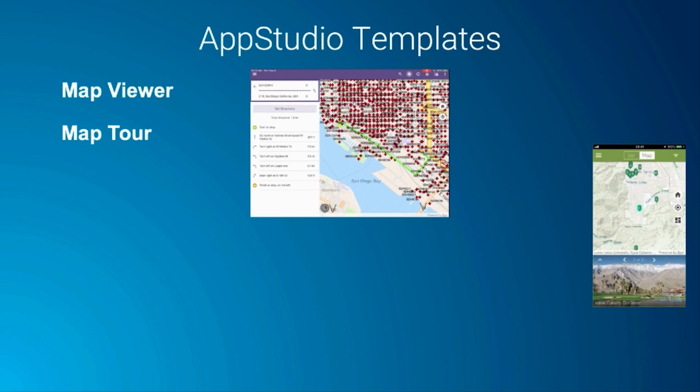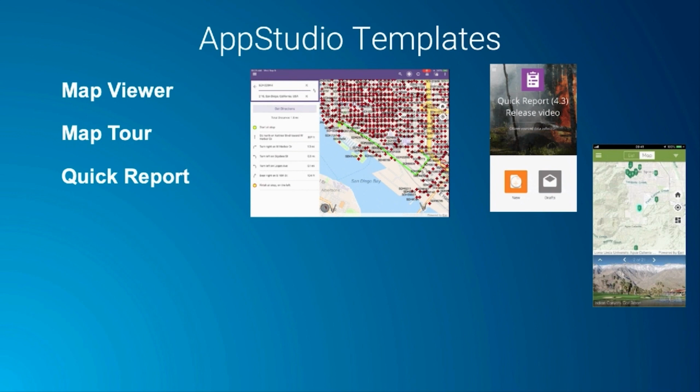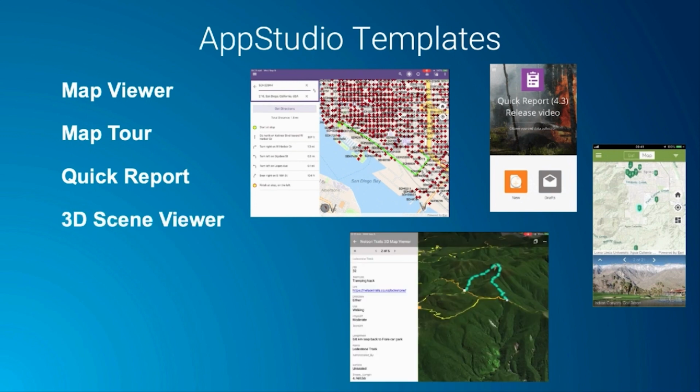We have a map tour from going place to place, or a tour of an area where you can see text, images, as well as a map and location. We have Quick Report for quickly reporting information from the public to maybe a GIS or an organization. And we have a 3D scene viewer if you want to work with 3D scenes in a mobile application.